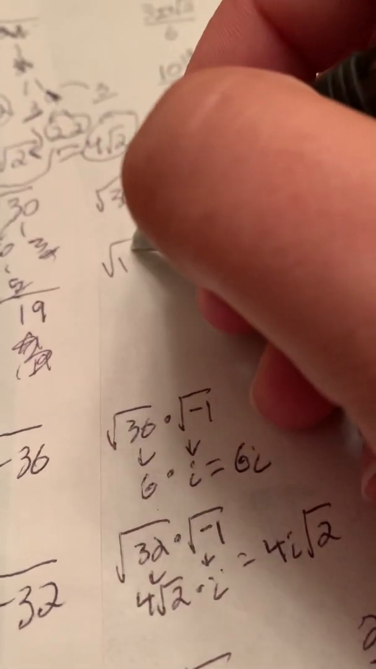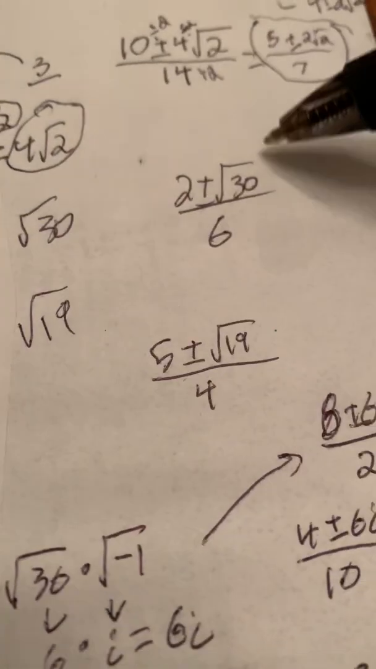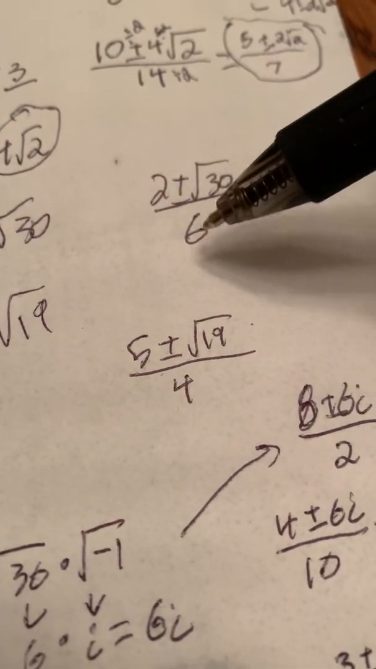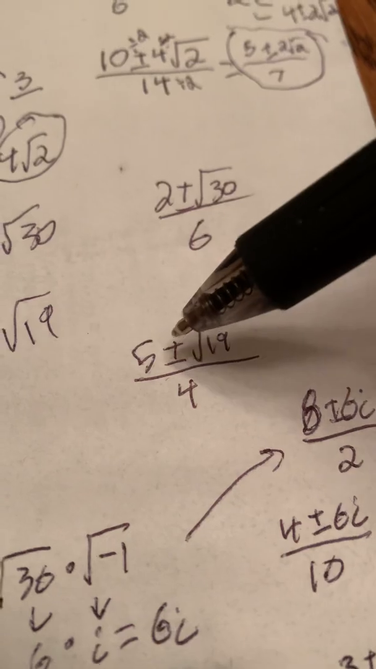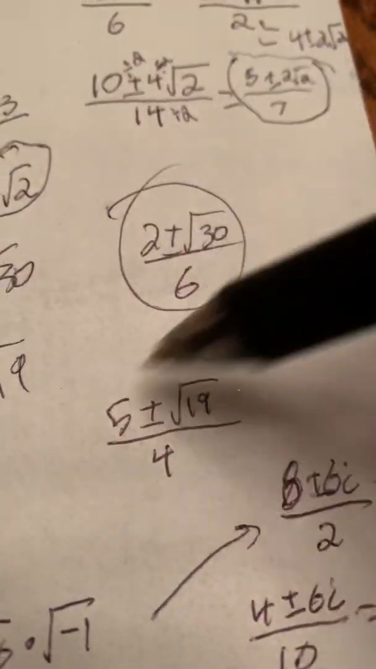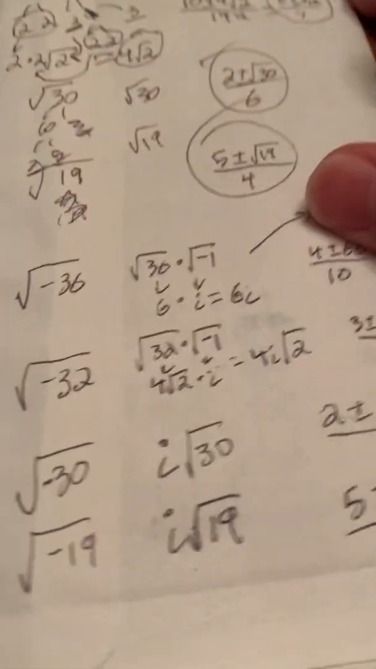This one's just going to stay the square root of 19, and again, with both of those, 2 plus or minus square root 30 over 6, 5 plus or minus square root 19 over 4. Those would be my final answers, okay?